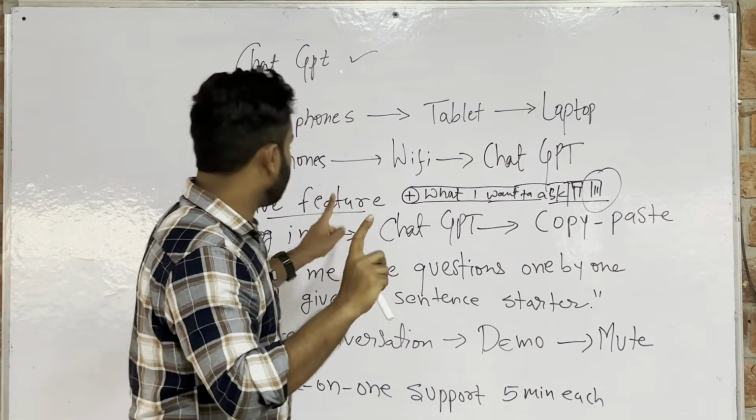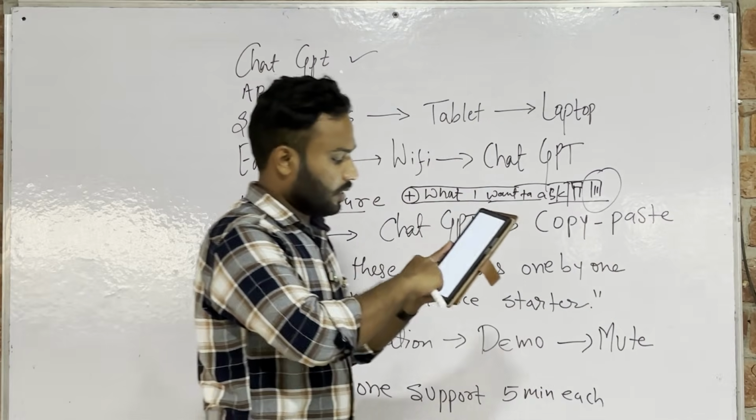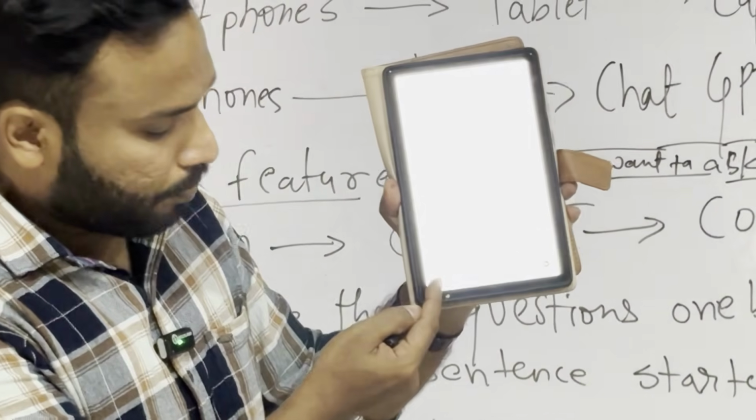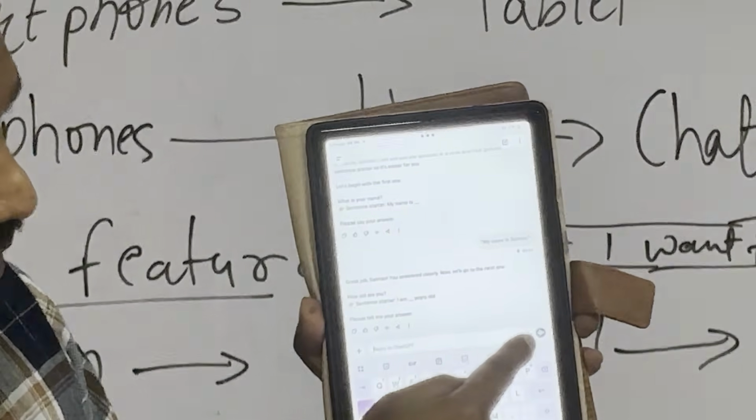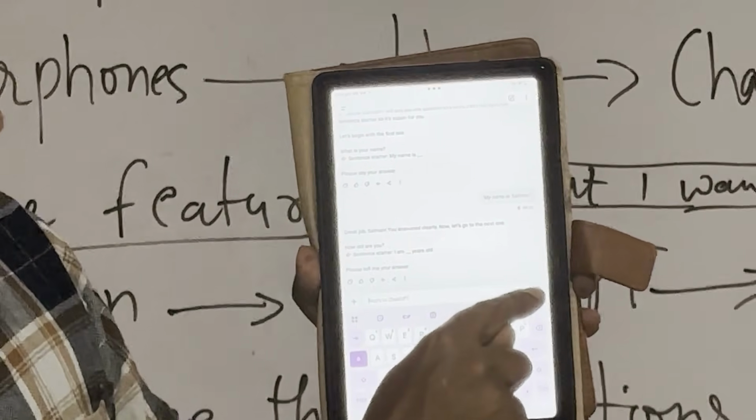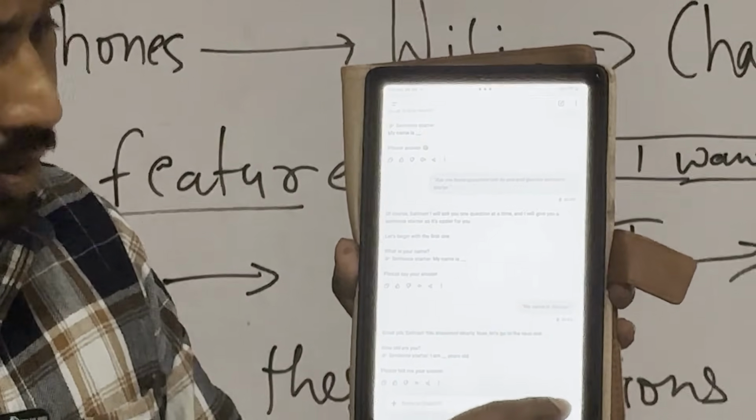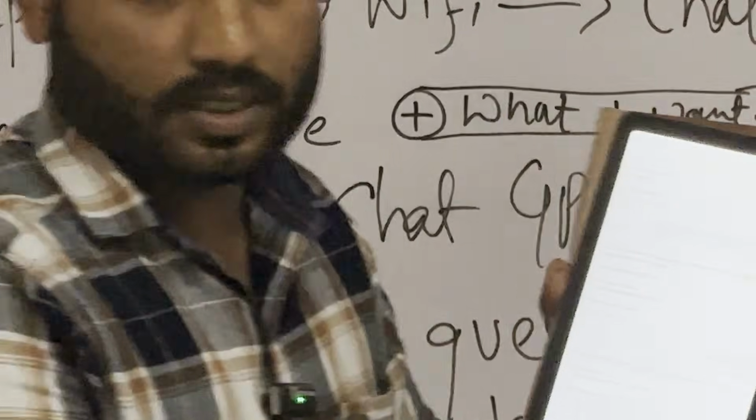Now, I just want to show the live feature. How does it look? If I keep it like this, you will see there is a plus button, there is a place to type, and there is a mic, and then at the end there is a black dot. That is the live feature. Keep in mind we are talking about the live feature, not to be confused with the mic feature.